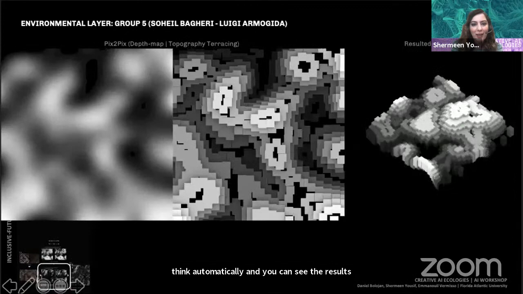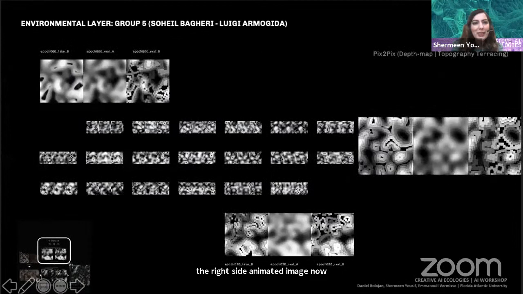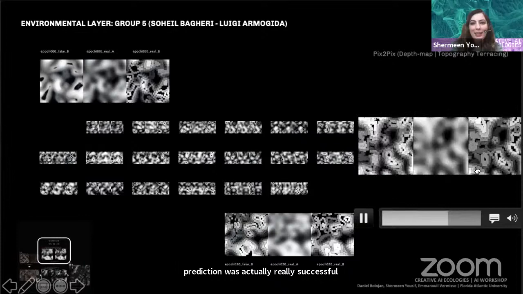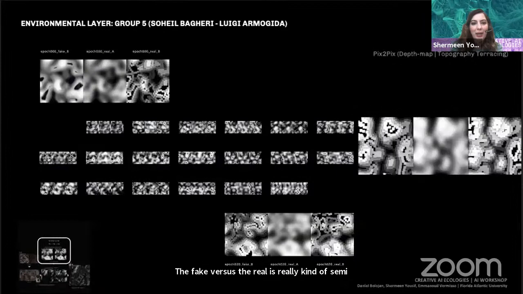Now, the same group followed a more rigorous approach, so that they retrieved the data from the previous group to inform the pix2pix testing, so that the pix2pix prediction was really successful. As you can see in the animation on the right side, the fake versus the real are really similar. There is similarity in between.